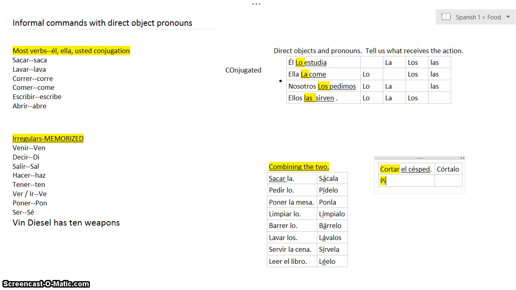Let's see. Pedir. Next thing we'll do is pedir. What are we going to pedir? We're going to pedir el café. El café. So pedir el café. Alright, so first thing we'll do is we'll take pedir and we'll change that to the he, she form, él, ella, usted. Pide. Okay. What are you going to order? Vas a pedir el café. El café. So we're going to say pide lo. Okay, there's el café, there's it. We're going to put those two together, and now we have 3 syllables. A ver, 1, 2, y 3. Accent goes on third to the last syllable. Pídelo.